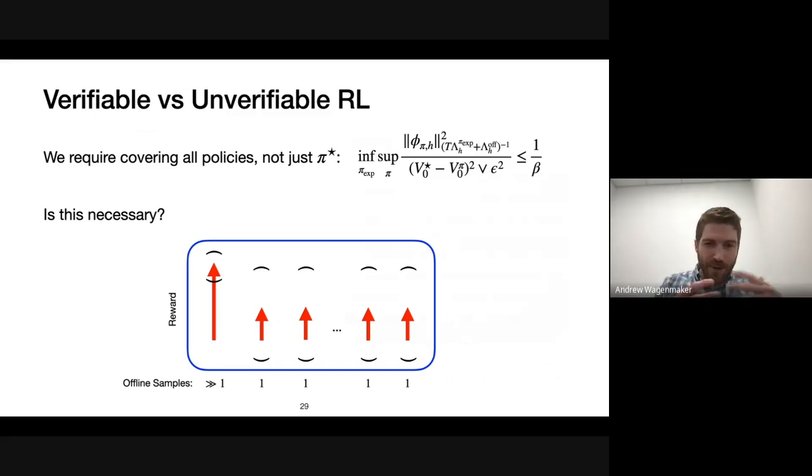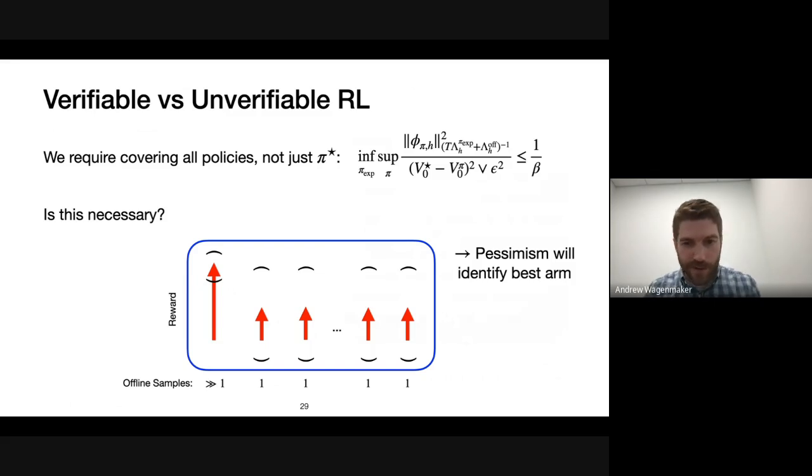Now, let's think about running standard offline algorithms. What do they usually do? They usually apply pessimism, which will choose the largest LCB, lower confidence bound. In that case, it's going to choose the first arm. And so what we'll get in this case is that pessimism, offline RL, will identify the best arm.